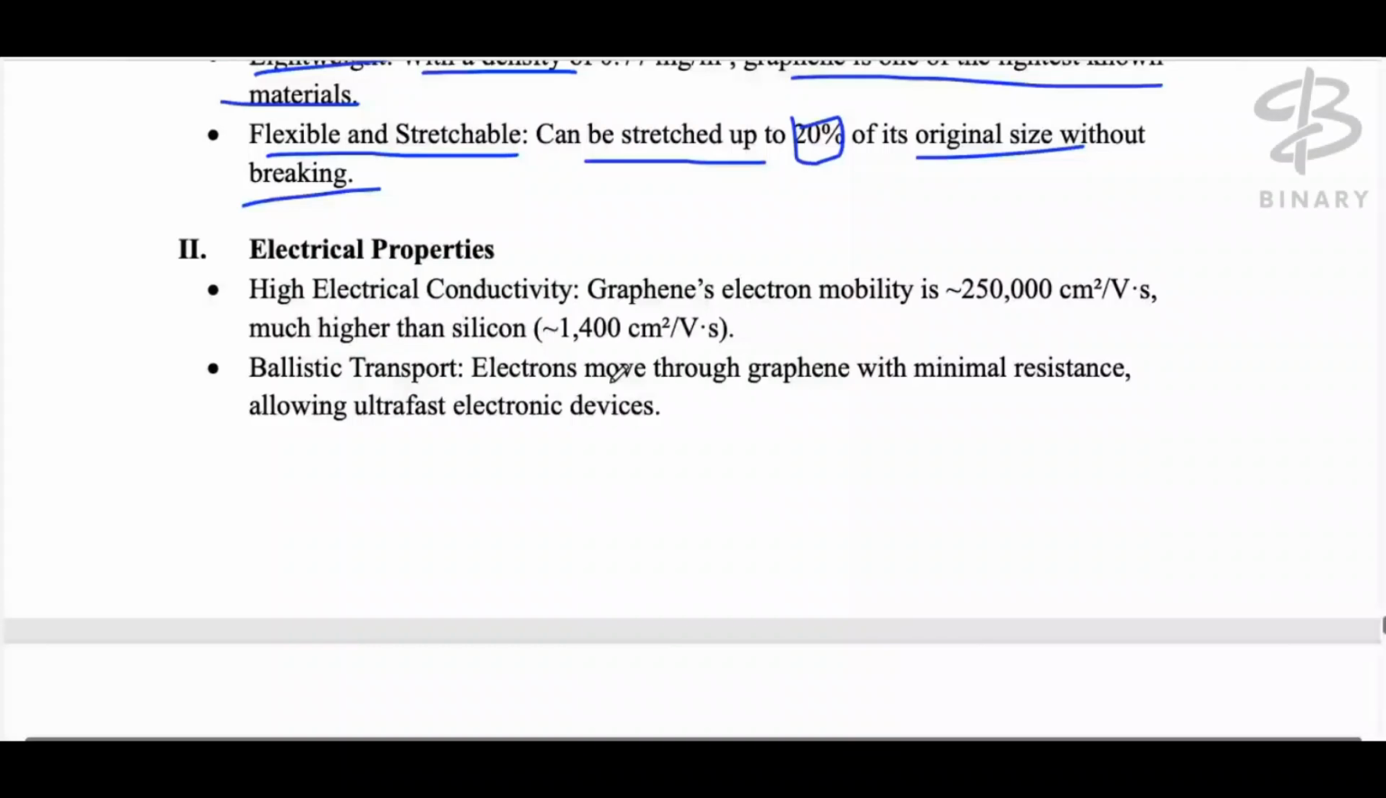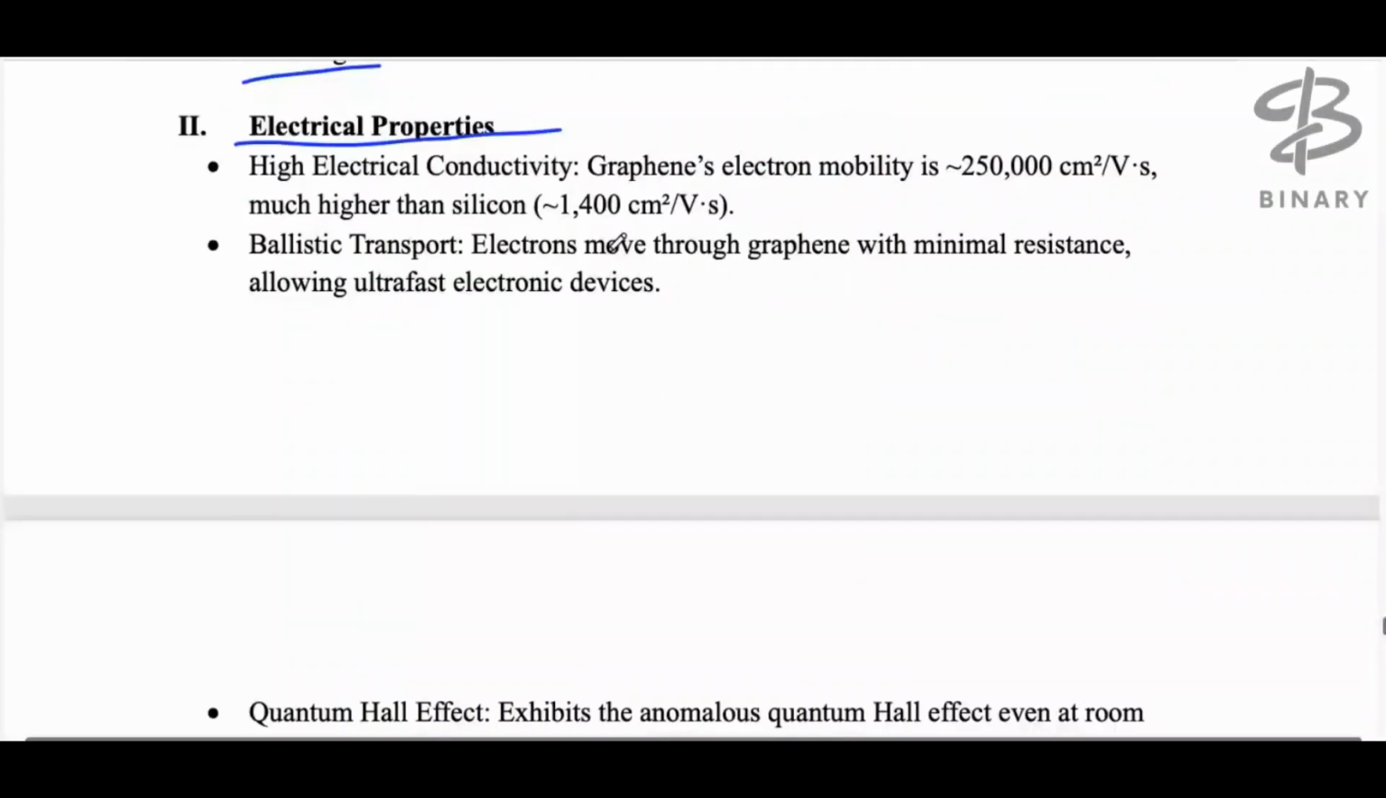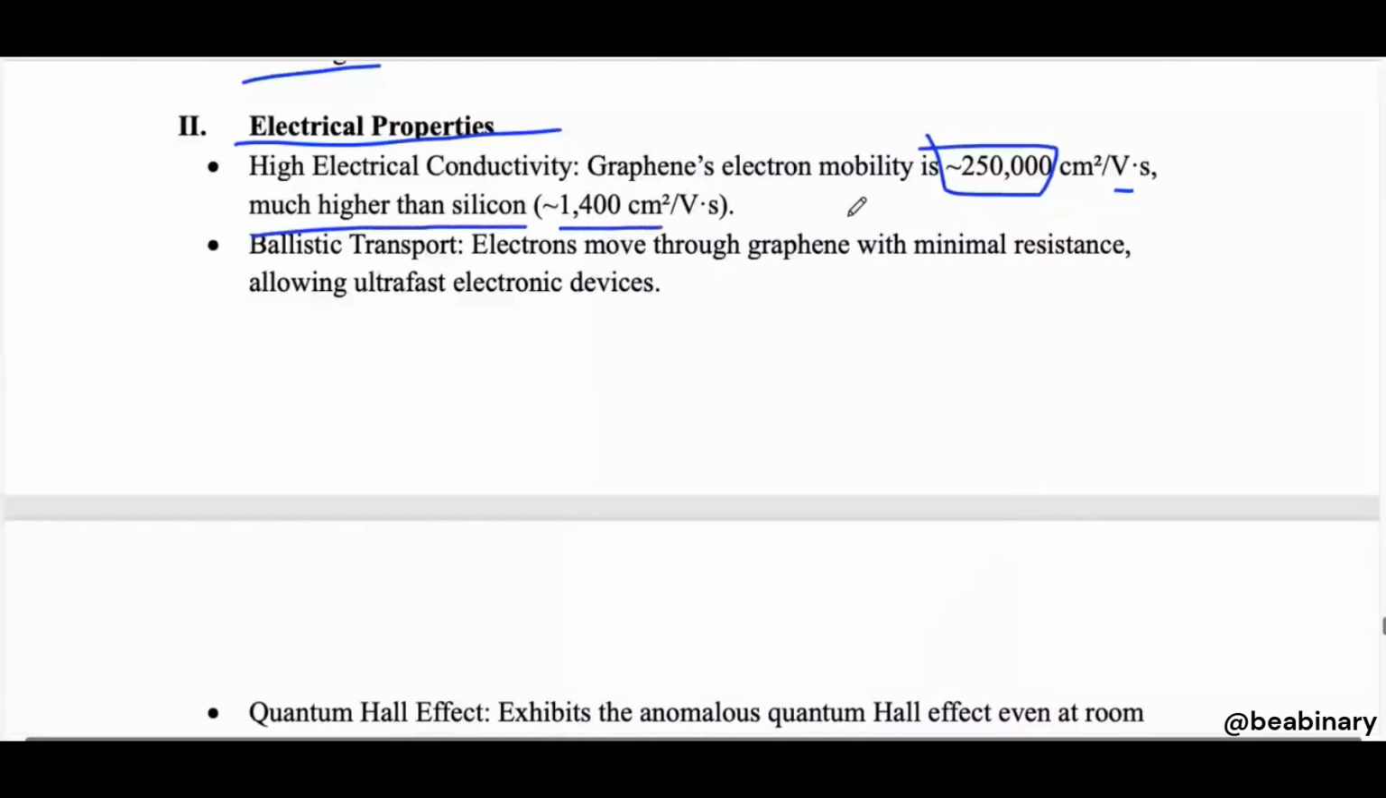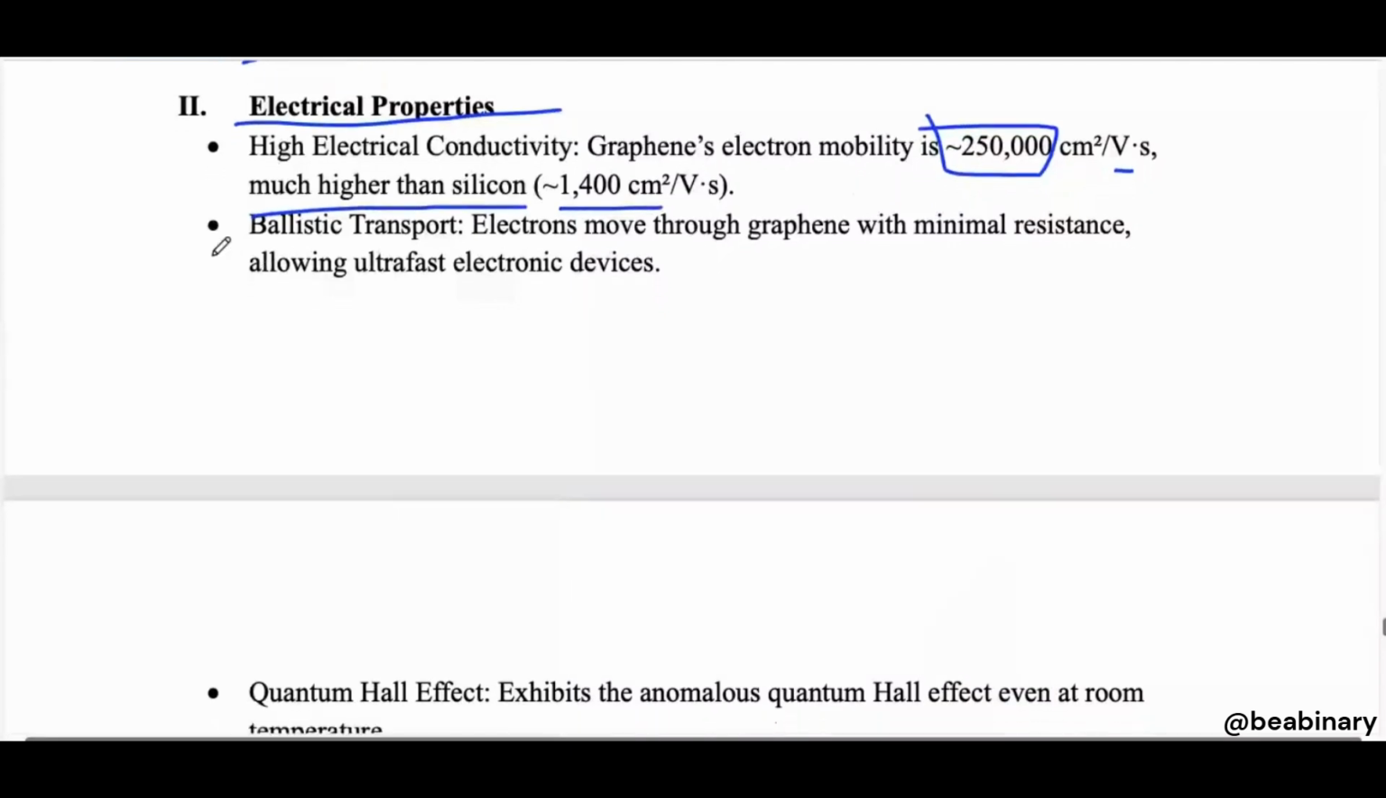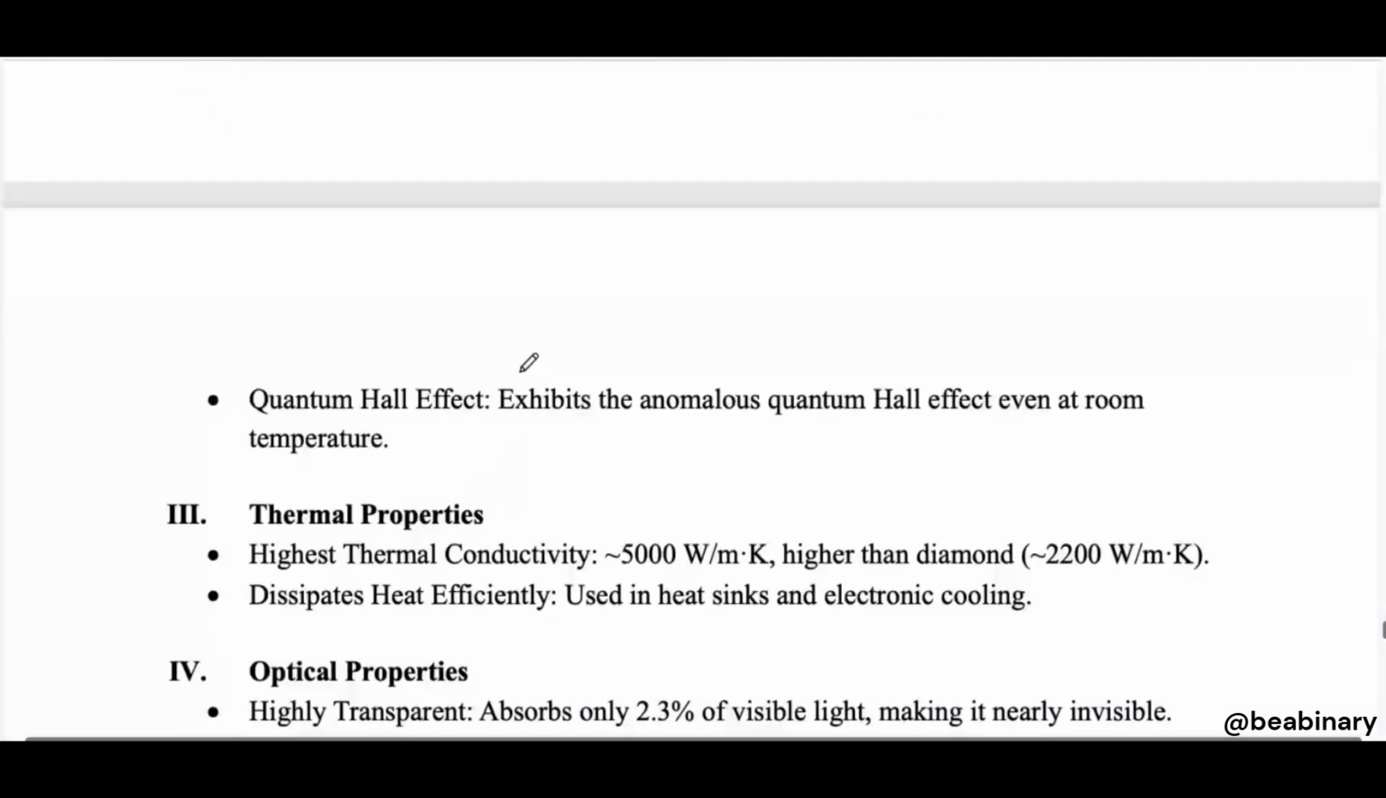Now we talk about the electrical properties. Then high electrical conductivities. Graphene's electron mobility is about 2.5 lakh centimeter square per volt second, so much higher than that of silicon, which is 1400 centimeter square per volt second. These all are for the electron purpose, we may just leave that.